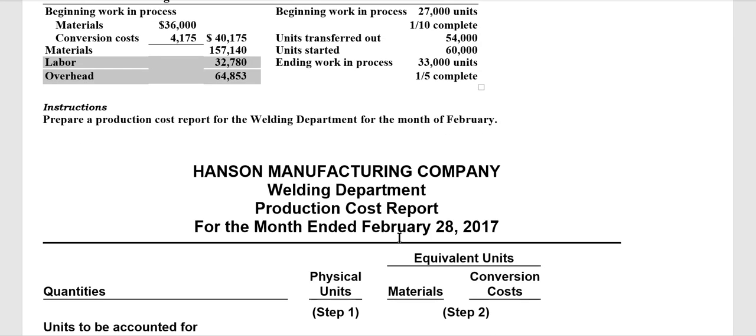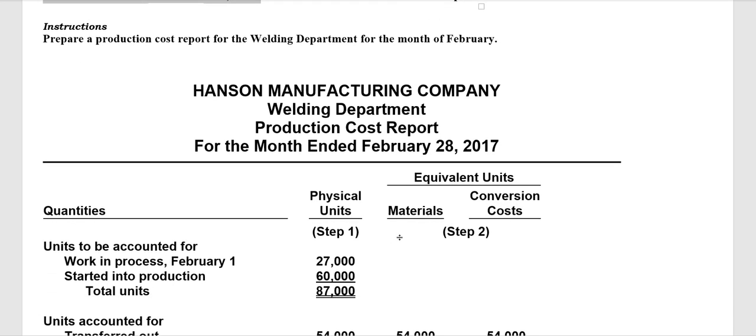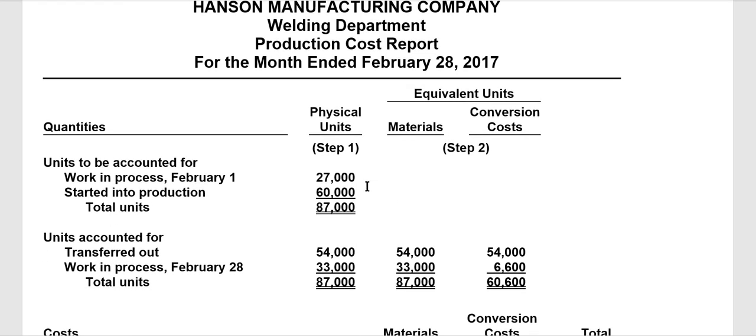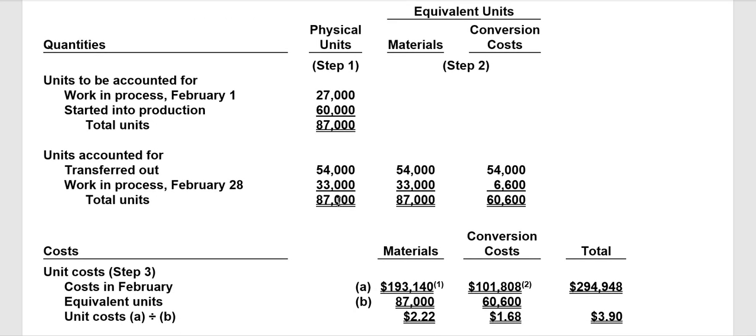So let's begin with the production cost report. Step 1, you're going to determine how many units, physical units, you have to account for, and then account for them. We were given 27,000 units at the beginning of the month, and then they started 60,000 units into production, so a total of 87,000 units have to be accounted for. So the question is, where are they?